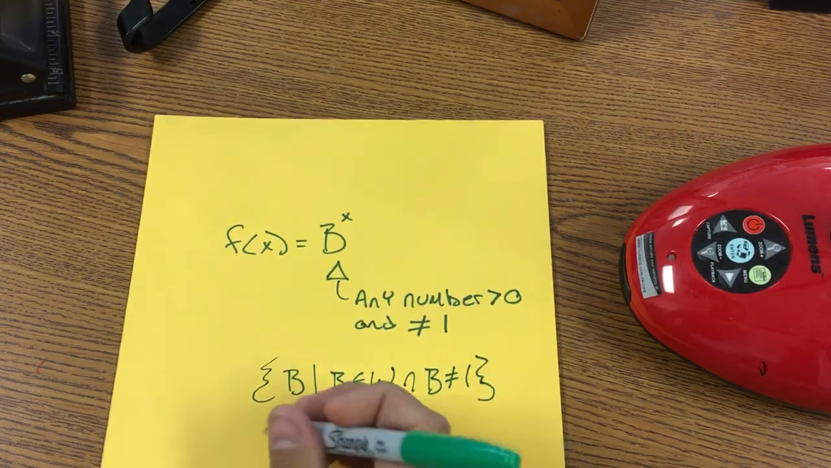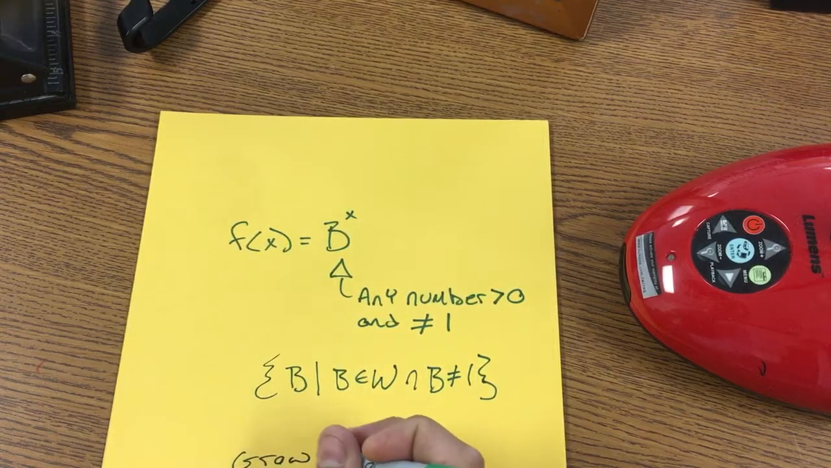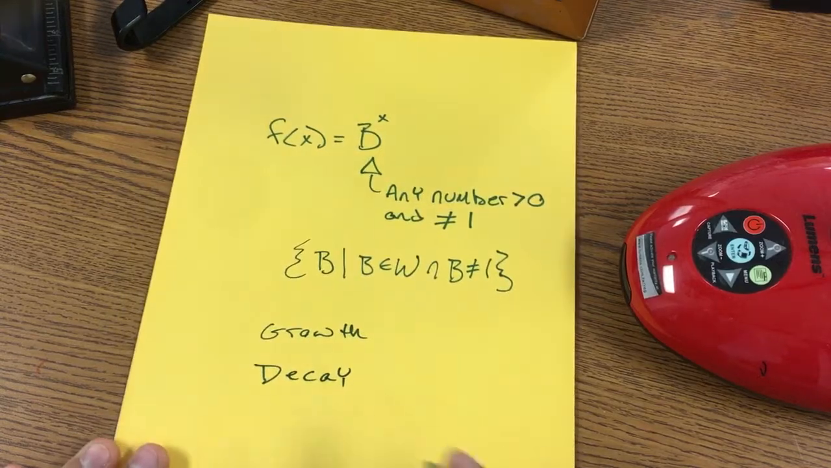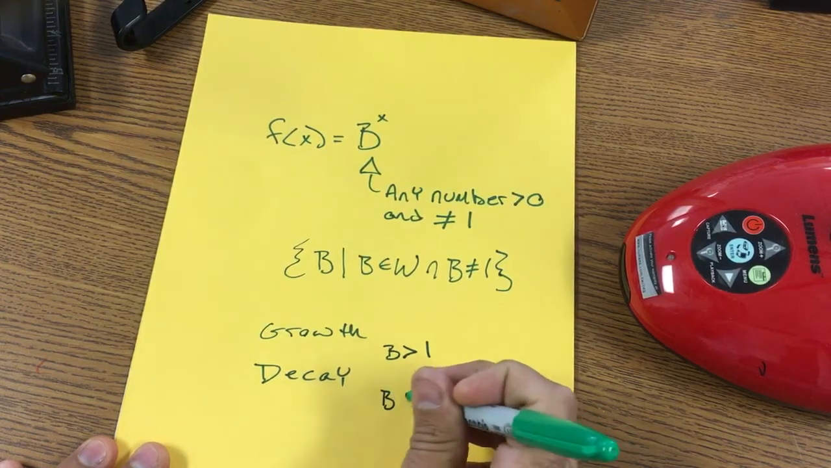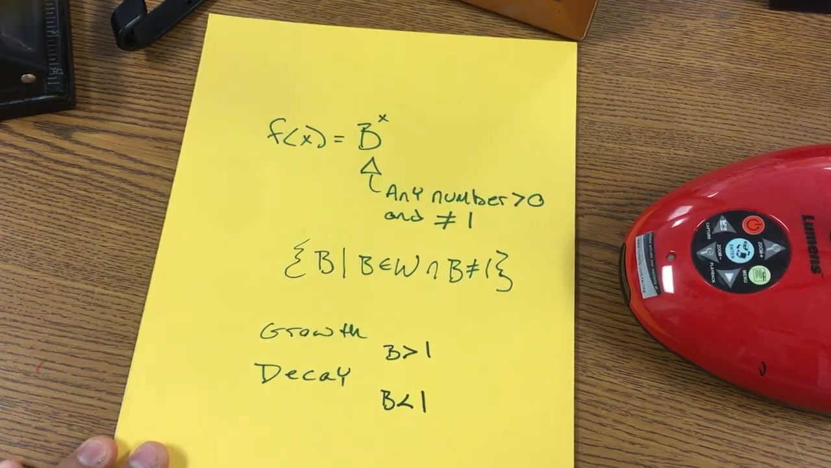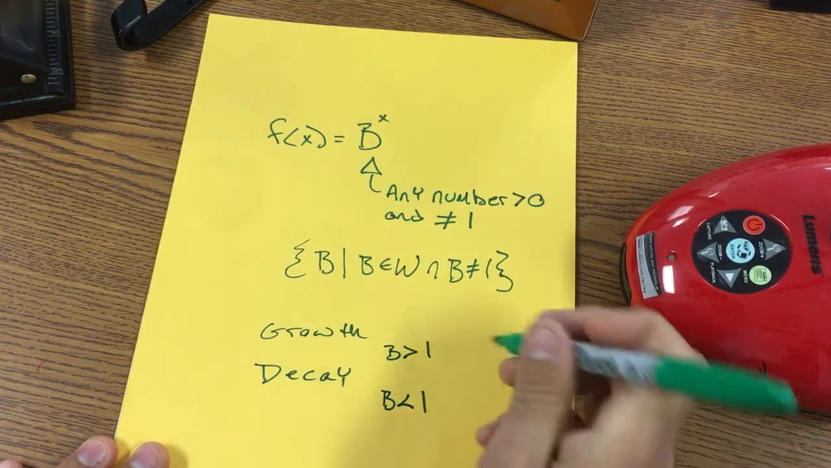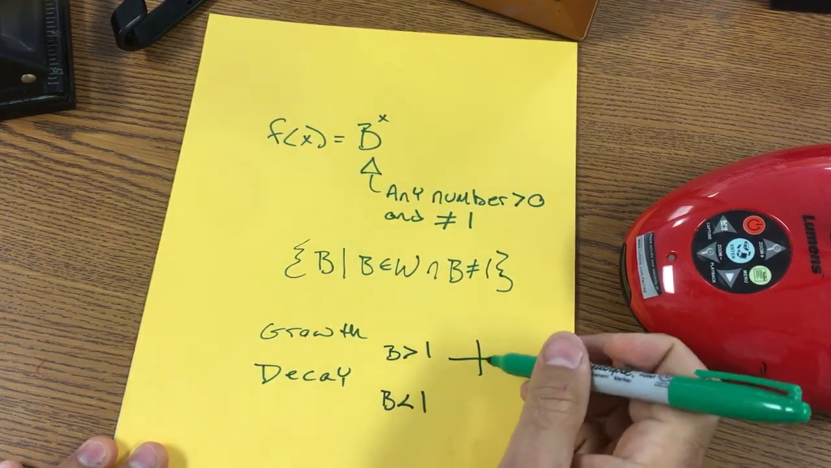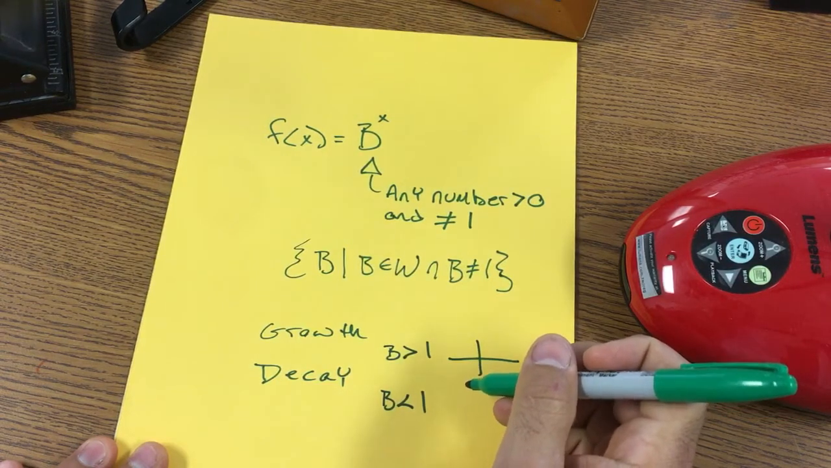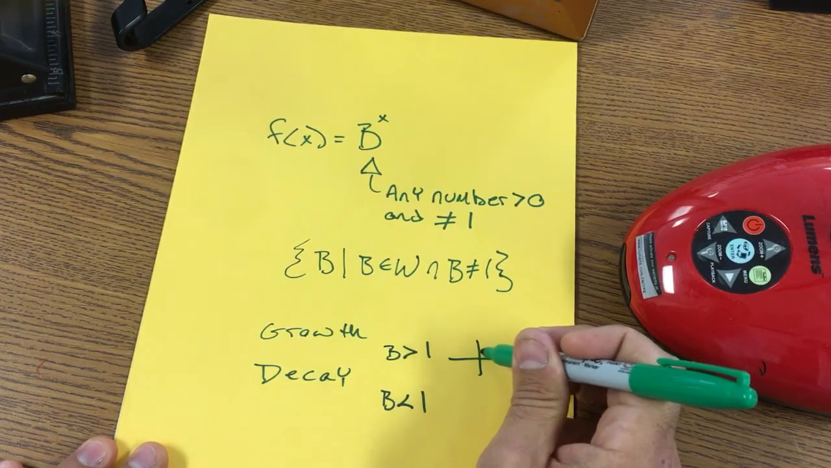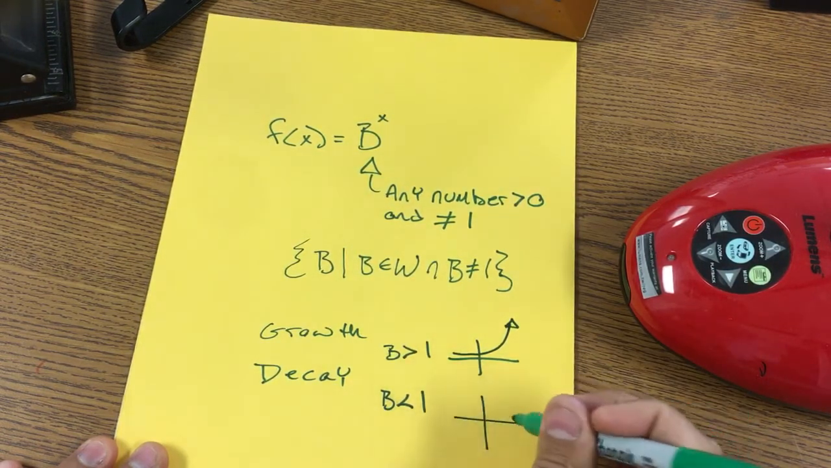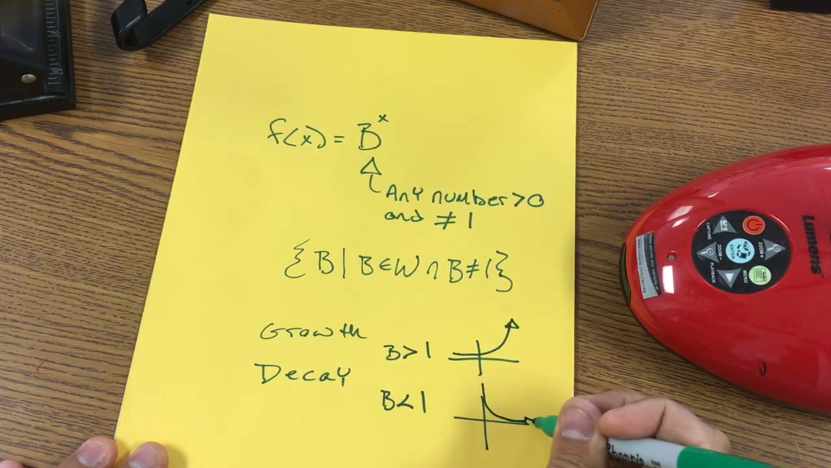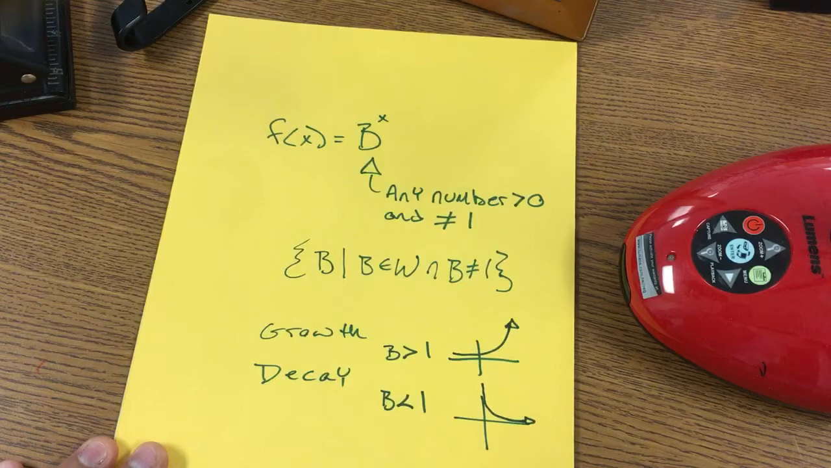We have two options. We can have exponential growth, and we can have exponential decay. Growth is when B is larger than 1, and decay is when B is less than 1. But remember, it still has to be greater than 0. So growth is if I have like 4, it's going to be exponentially growing. It's going to be going like this. If I have like 1/4, it's going to be exponentially decaying. It's going to be going like this. So that's what we're looking at here, okay?